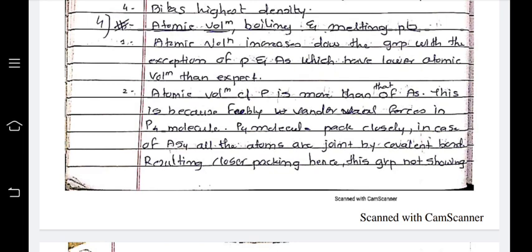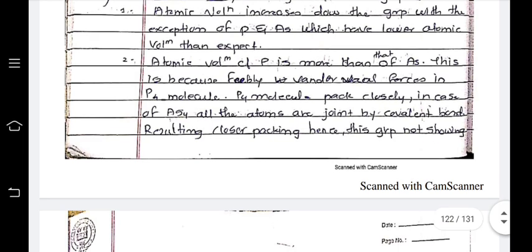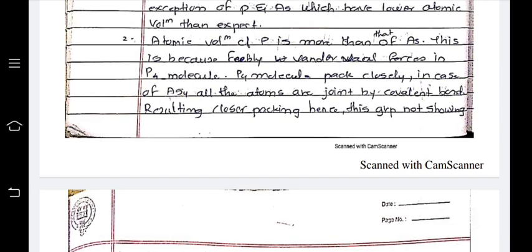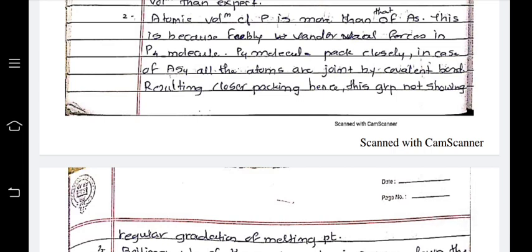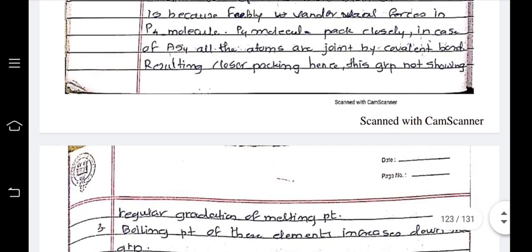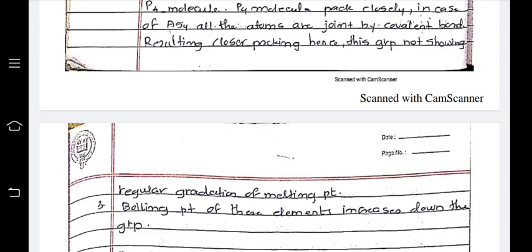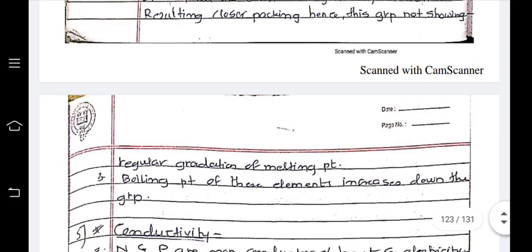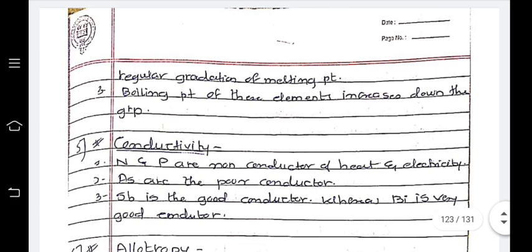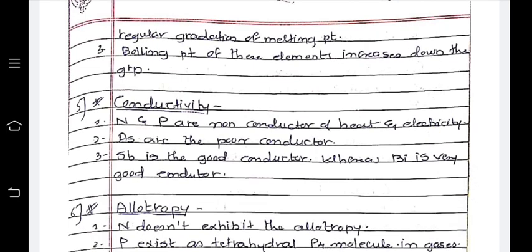Atomic volume, boiling point, and melting points. Atomic volume increases down the group with the exception of phosphorus and arsenic, which have lower atomic volume than expected. Atomic volume of phosphorus is more than that of arsenic. This is because of the weak van der Waals forces in the phosphorus P4 molecules, which pack closely in As2. All the atoms are joined by covalent bonds, resulting in closer packing, and this group does not show regular gradation of the melting points. Boiling point of these elements increases down the group.